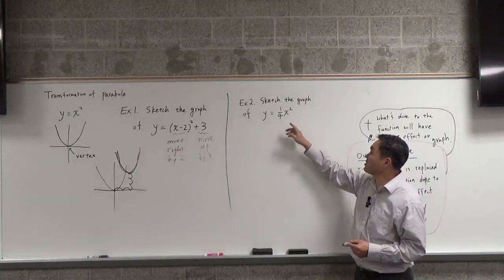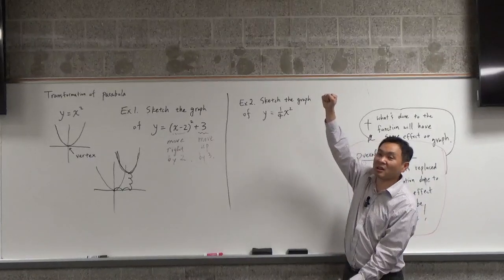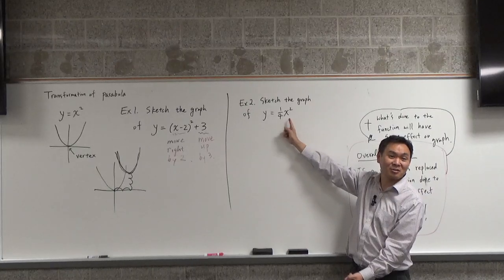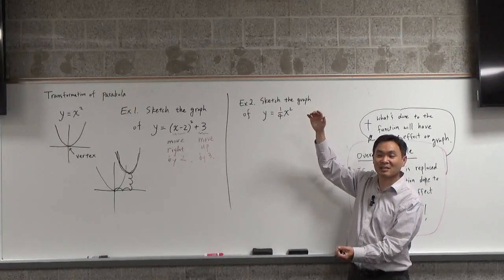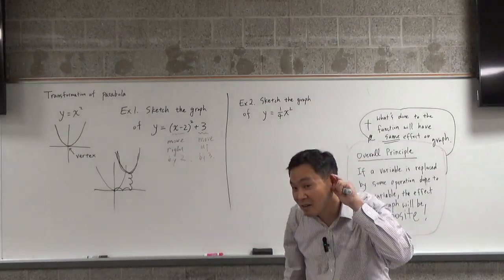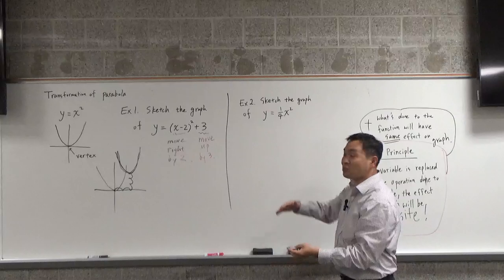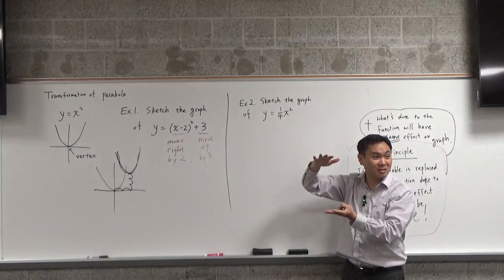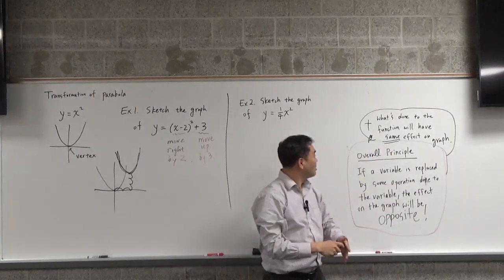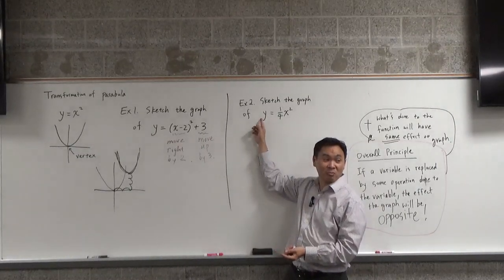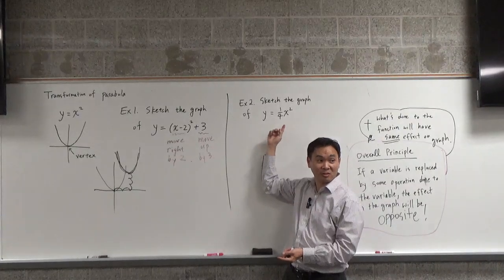Well, okay, so you're saying the graph is going to expand 4 times in the vertical direction, but see, 1/4 is done to what? The function. So instead, what's going to happen? Yes, it's going to shrink. It will be compressing 4 times in the y direction. That's what's going to happen. We're doing it to the function. See, 1/4 is not multiplied to y. It's multiplied to x squared, which is the function.